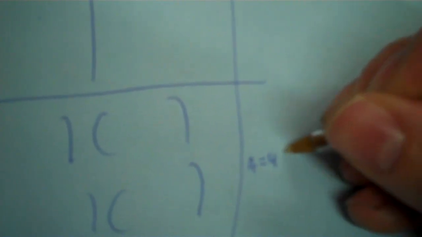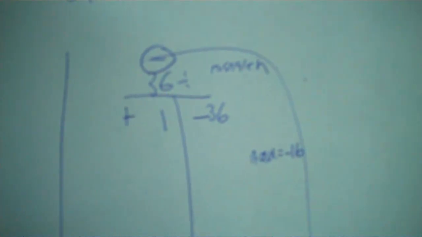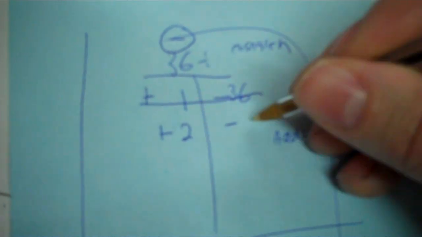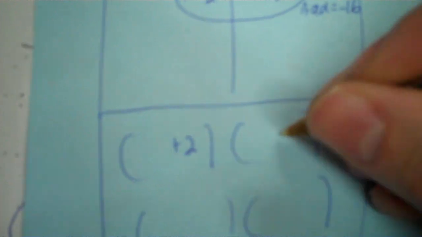Now A is 4x to the second power. Don't forget that. This isn't going to end up as x down here. So 36 divided by 1 is 36. That's -35. Nope. 36 divided by 2 is 18. There's your -16 right there. So put in your +2 and your -18.